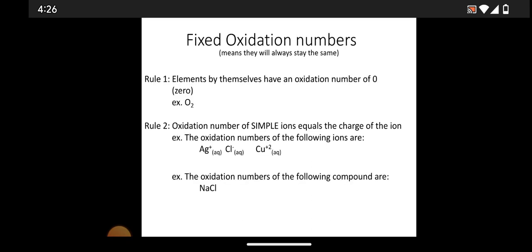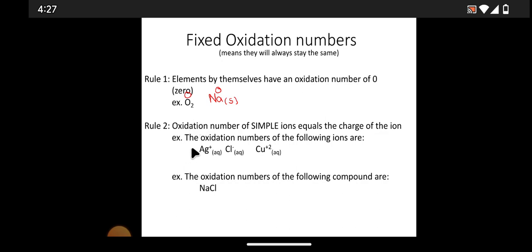So the first one is elements by themselves have an oxidation number of 0. So like O2, this oxygen would have an oxidation number of 0. If you have sodium by itself, like sodium solid, this would also have an oxidation number of 0. So anything that's alone as a gas or in its natural state has an oxidation number of 0.